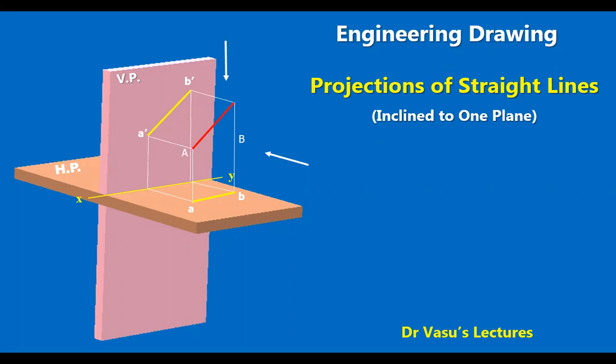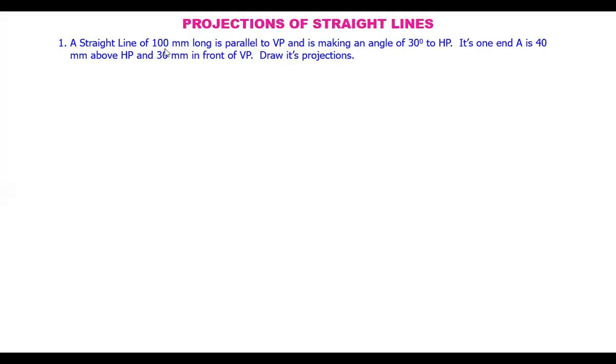Now let's see how the line is when it is inclined to one plane. Here, if you observe this line, it is parallel to the vertical plane and making some angle with the HP. Suppose a line 100 mm long is parallel to VP and making a 30 degrees angle with HP. That means both ends are at the same distance in front of VP, and if you draw a horizontal line here, the line is making 30 degrees with the horizontal plane.